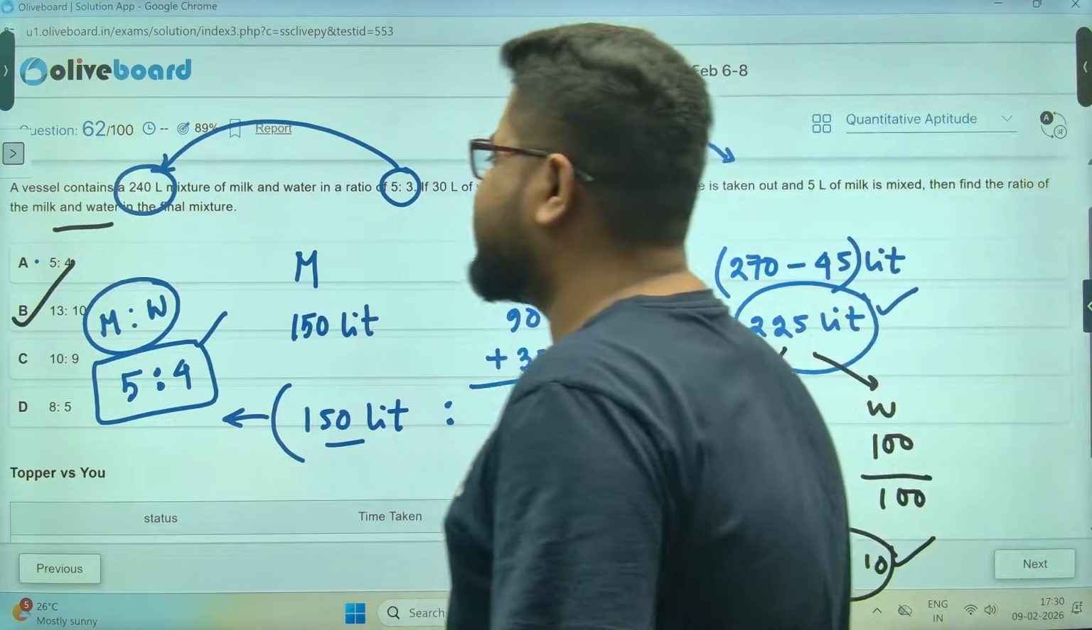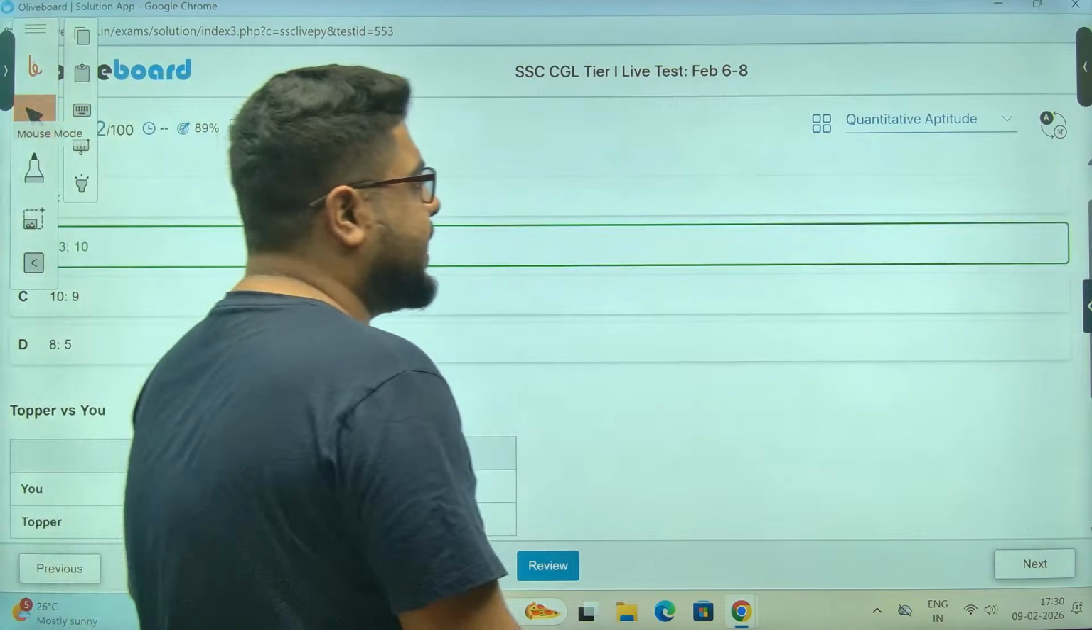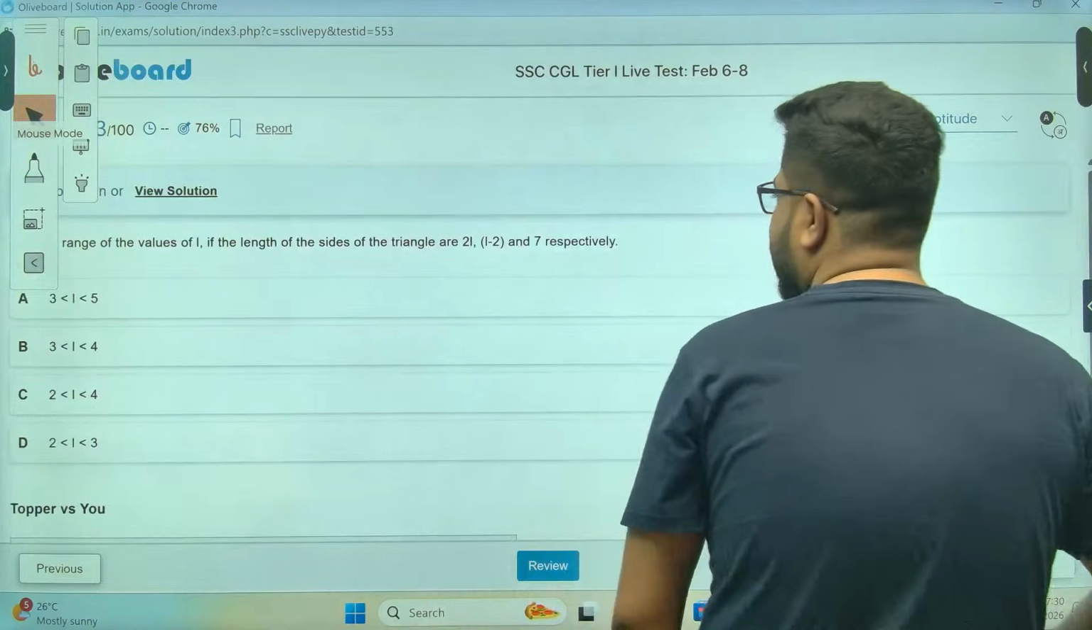Again, a simple question, a couple of lines. You might say it was a little lengthier when you compare it with the other questions. A couple of lines you had to do.